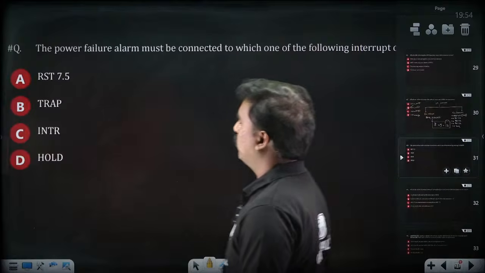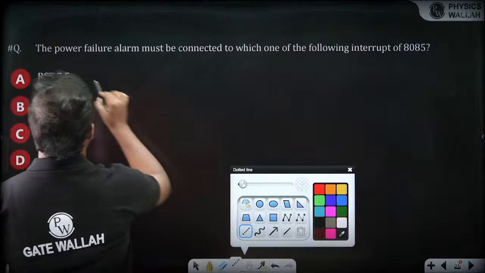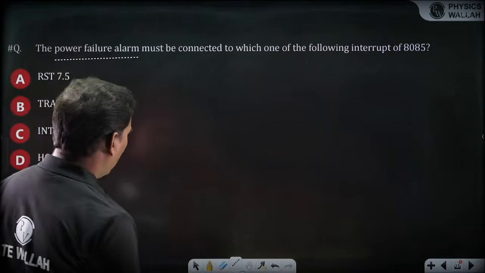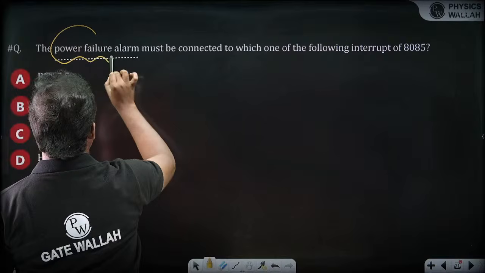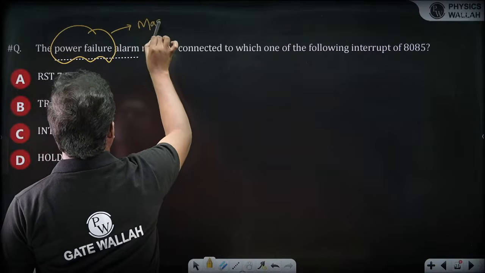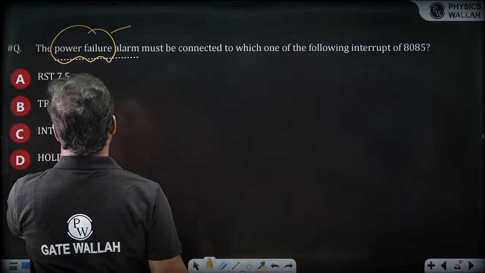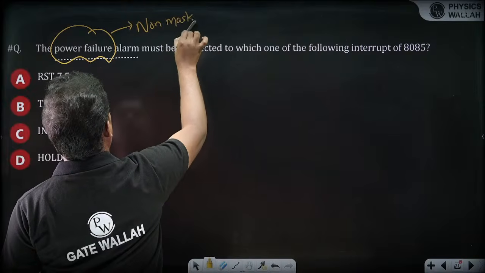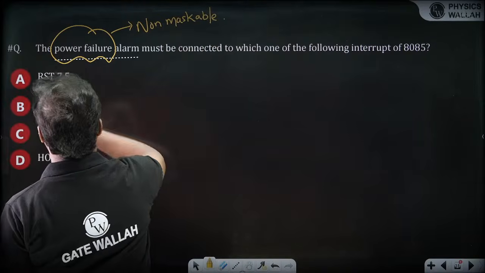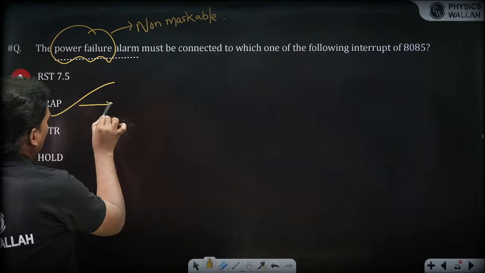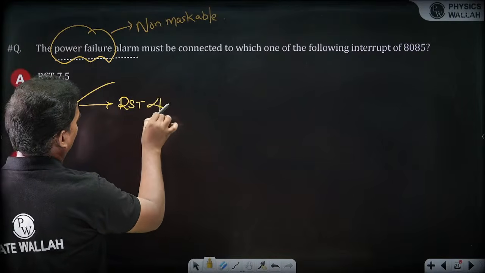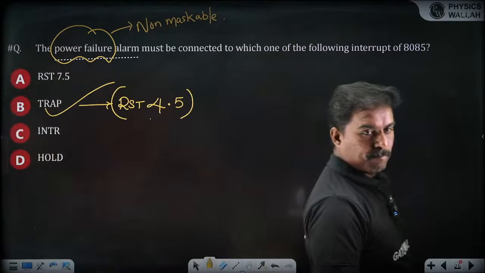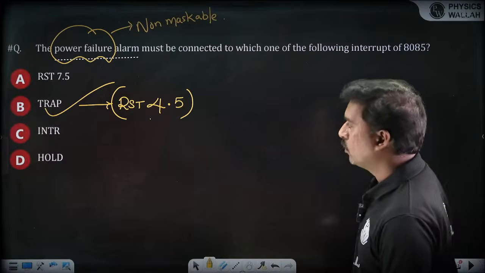Power failure alarm. Suppose a power failure alarm is there; it must be connected to which one of the following interrupts of 8085? It is an emergency, so it should not be maskable. It should be non-maskable, right? Non-maskable means highest priority. So non-maskable means I can go for trap. Trap is nothing but RST 4.5. That is the trap. Option B. Very good. So let us go for the next question.